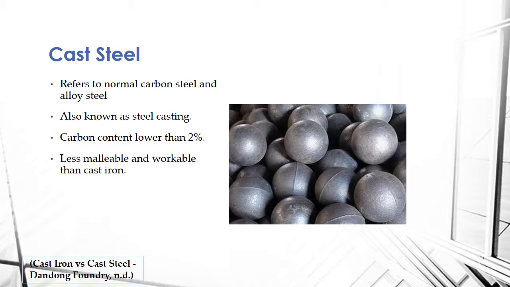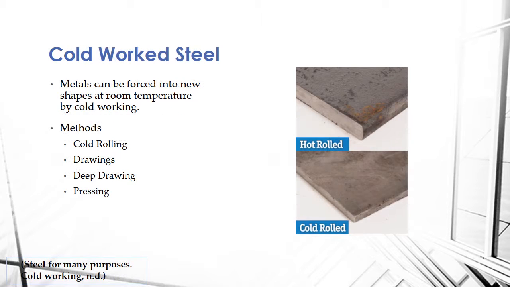Cast steel refers to the normal carbon steel and alloy steel, also known as steel casting. Carbon content lower than 2%, less malleable and workable than cast iron. Cold work steel material or metals can be forced into new shapes at room temperature by cold working.